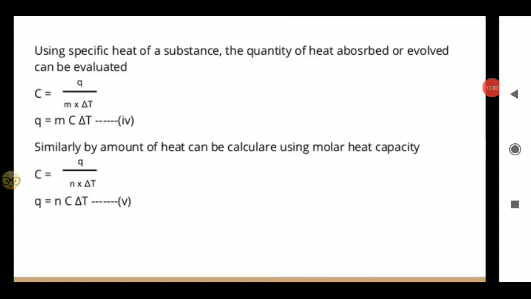Now, using the specific heat of a substance, the quantity of heat absorbed or evolved can be evaluated. C is equal to Q upon M into delta T, or Q is equal to M into C into delta T. Similarly, the amount of heat can be calculated using molar heat capacity. C is equal to Q upon n into delta T, and you can say Q is equal to small n into C into delta T. So these two basic formulas you have to remember, and thereafter we will find out the relation between the Cp and Cv.